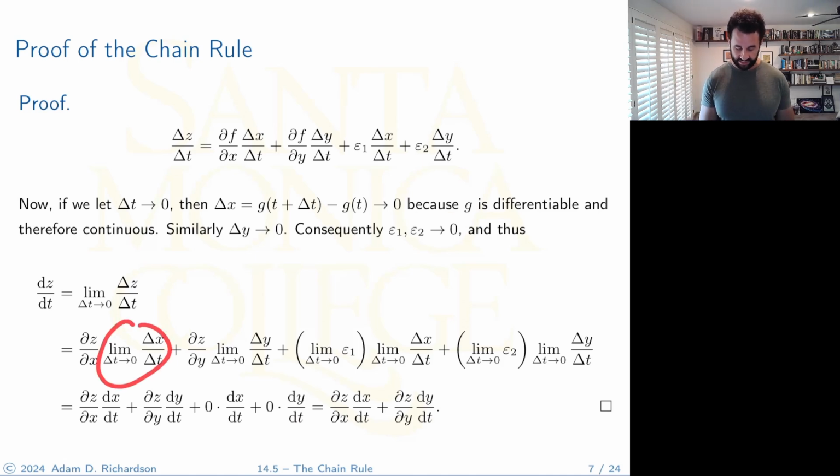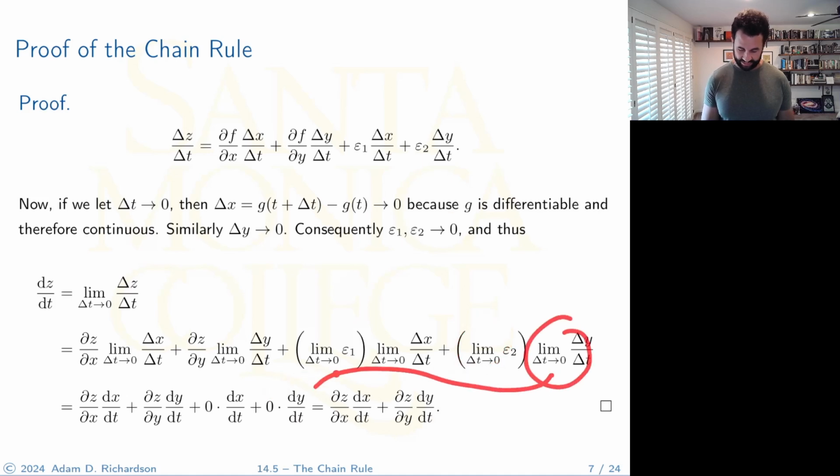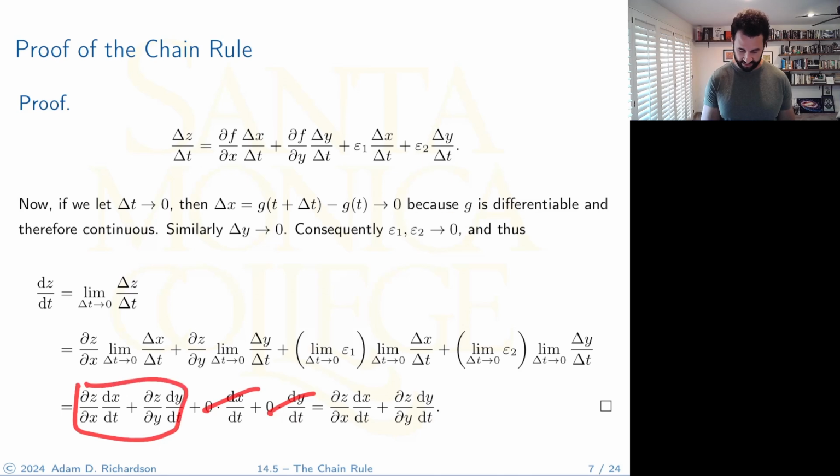Now, what is this? This is quite literally dx/dt. This is dy/dt. This goes to 0. This is dx/dt. This goes to 0. This is dy/dt. And then lo and behold, we're left with just the beginning here, which is exactly what we wanted to prove. And that's the proof. That's the proof of the chain rule.